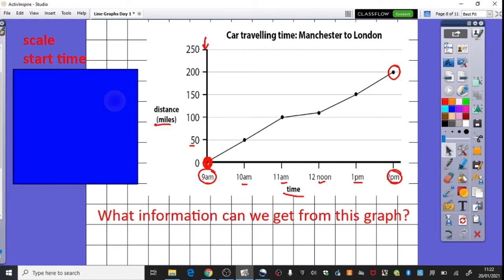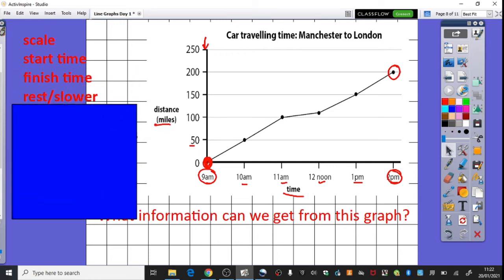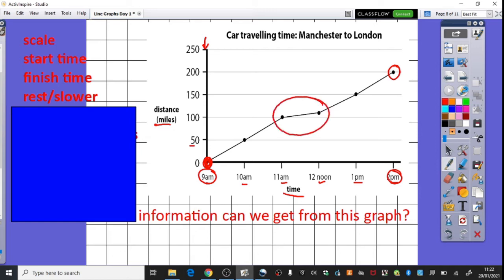Okay, so we've got start and finish time. Next thing I'd like us to look at is when was the car possibly travelling slower? I want us to look at this area here. Can you see on the line graph, it's not moving as steeply as it previously was. Roughly on average, at these points, the car's travelling nearly 50 miles each hour.